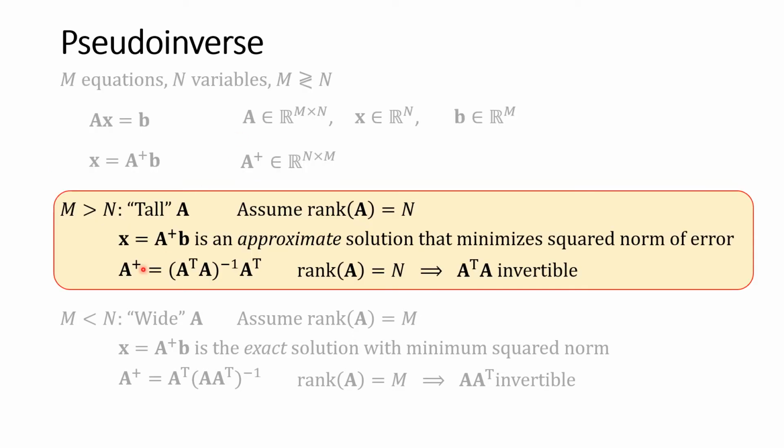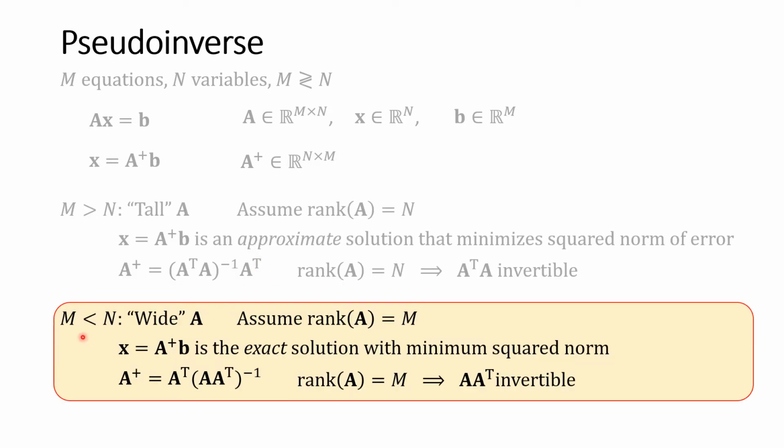Now, we'll be looking at two specific cases. Where m is greater than n, so that A is a tall matrix, the pseudo-inverse is given by this expression here, A plus equals A transpose A inverse A transpose. On the other hand, when m is less than n, the pseudo-inverse has a different expression. It's given by A transpose times A A transpose inverse. And we shall look at all the details next.